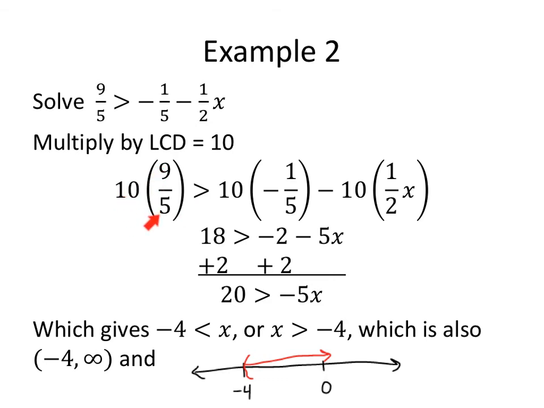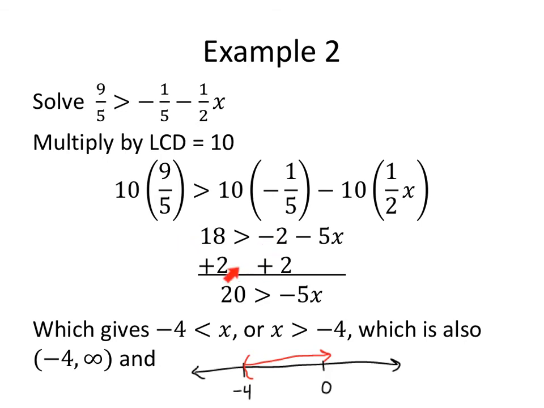10 times 9/5. 5 goes into 10 twice. 2 times 9 gives me 18. Greater than. 10 times a negative 1/5 is negative 2. Right? 5 goes into 10 twice. 2 times negative 1 is negative 2. Minus sign. 10 times 1/2 x. We know that half of 10 is 5. So this will be 5x. And now I've taken it back to a similar problem.